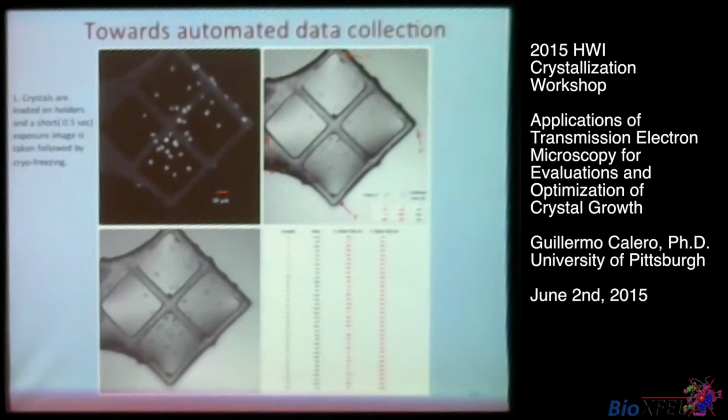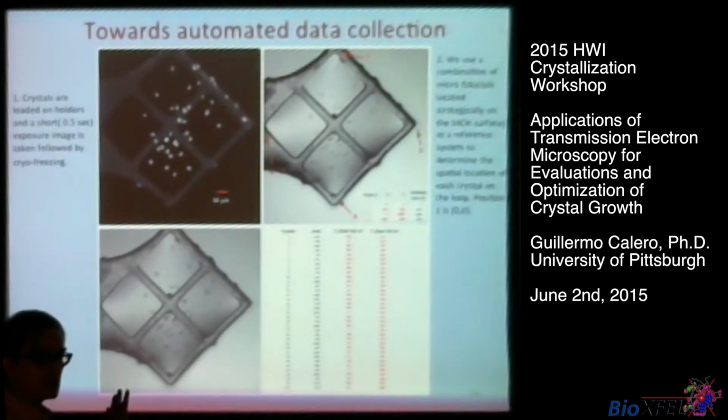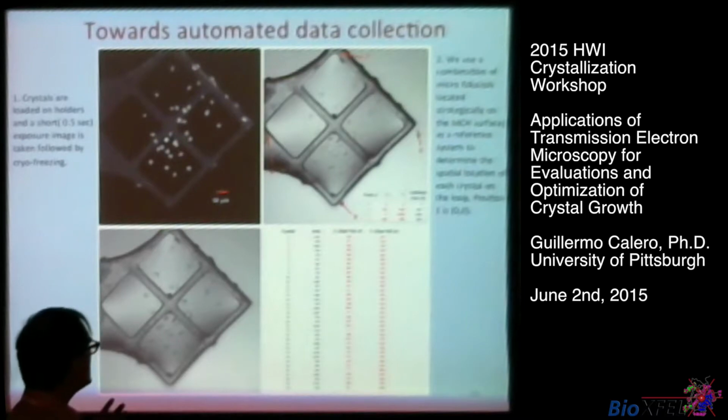So this is an example of the procedure we did. We take the crystals, we put them on holders, we expose for 0.5 seconds UV, and then basically we freeze them. Once we freeze them, in the beginning, again, and this was everything in collaboration with Ina Conn, because she was the one that wanted to do this automated.